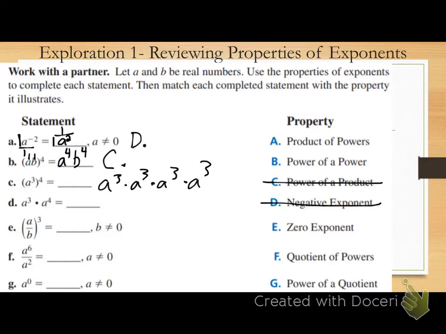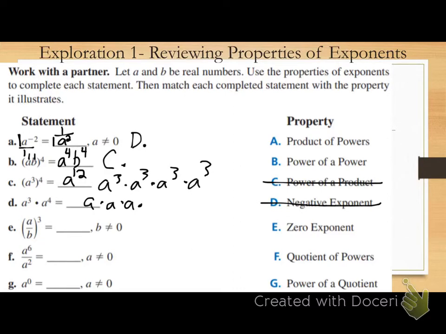Yeah. So it'd be 3 a's, a times a times a, times a times a times a, times a times a times a, times a times a times a. So how many a's would I have total? 12. Right? 3, 6, 9, 12.